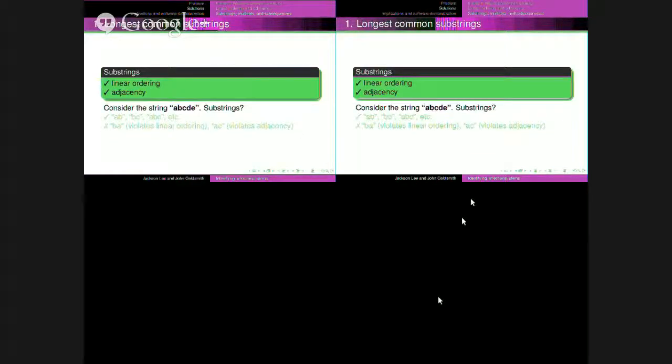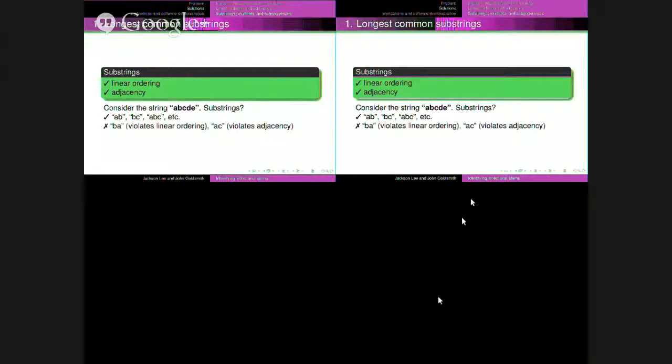Okay, so first idea. When we say the stem is the longest common substring of a paradigm, we mean that, substring being a linear ordering, linear ordering has to be observed, and adjacency has to be observed as well. For example, given some arbitrary string A, B, C, E, legal substrings include A, B, B, C, A, B, C, and so on. Illegal substrings are things like BA, because it violates linear ordering. AC is not good either because it violates adjacency.